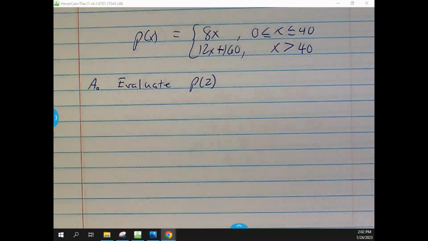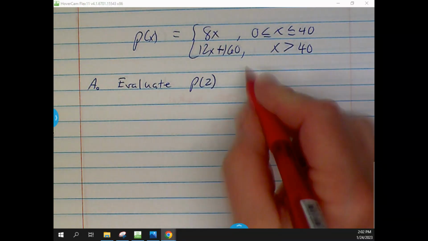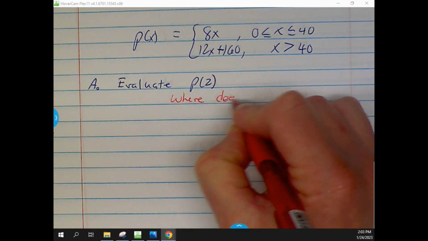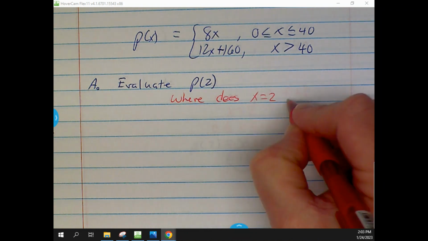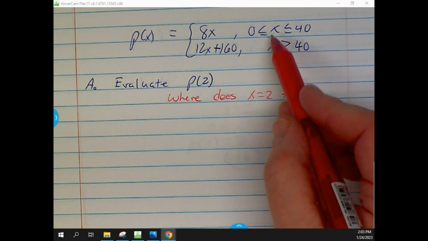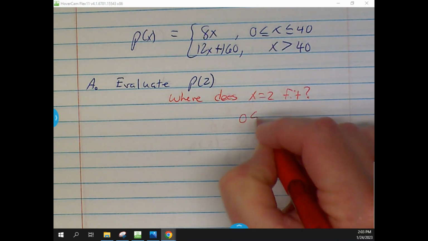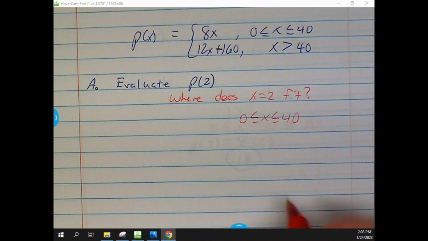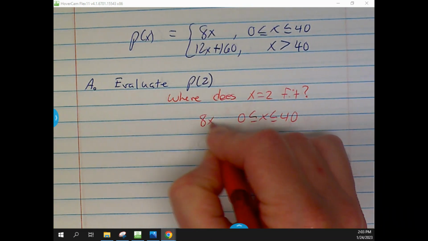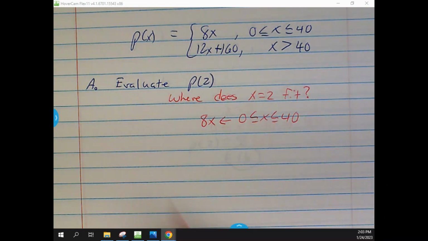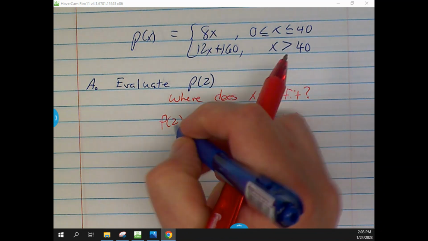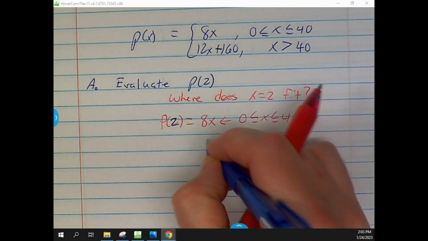Okay, so again, what you've got to do is figure out with P of 2, that's telling us that our x value is 2, so where does x equals 2 fit? If you check those numbers, 2 is between 0 and 40. And since it fits into this part of the inequality, we have to use 8x for a function. So when we find P of 2, we're basically plugging 2 into this part of the function over here.